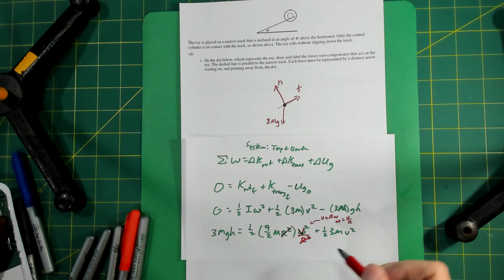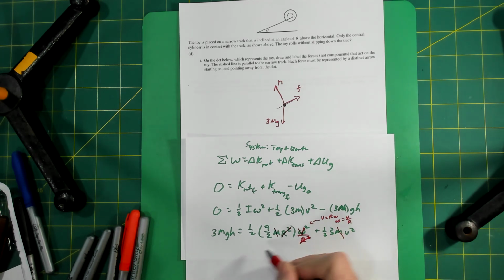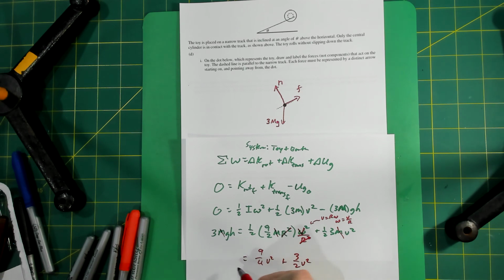9/4. Actually, let's cancel an m out of every term. Bam, bam, bam. There we go. So now I have 9/4 v squared plus 3/2 v squared equals 3gh. You're saying that's looking hopeful. So that's 6/4 and 9/4 is 15/4 v squared is 3gh.